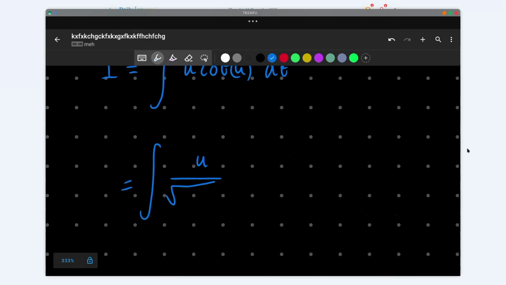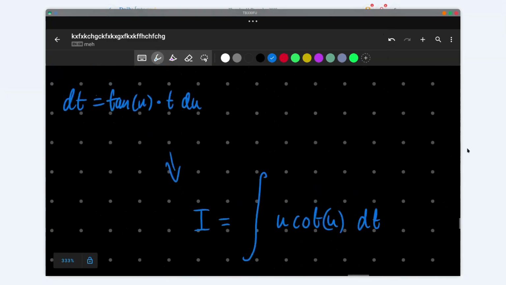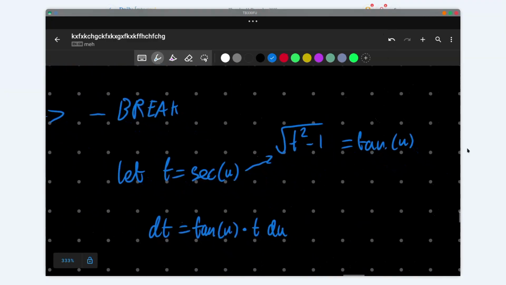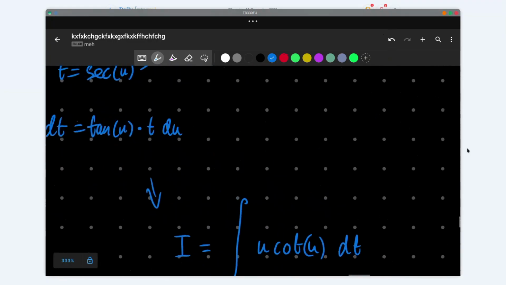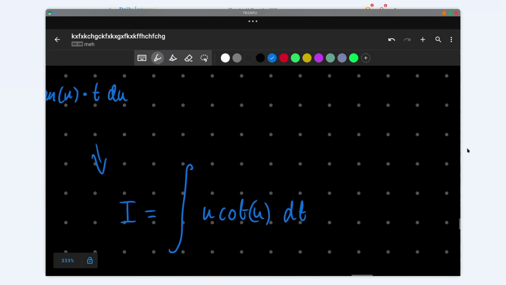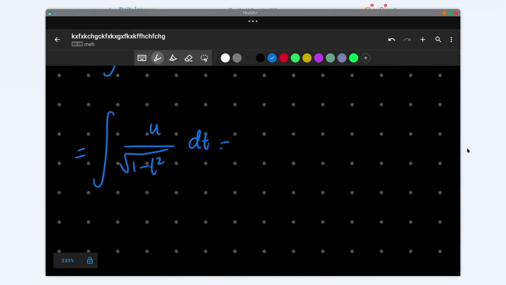So this is really close to transforming into something better. And then we have arc sec, which is probably better written as sec to the minus 1 of u over the square root of 1 minus t squared dt.